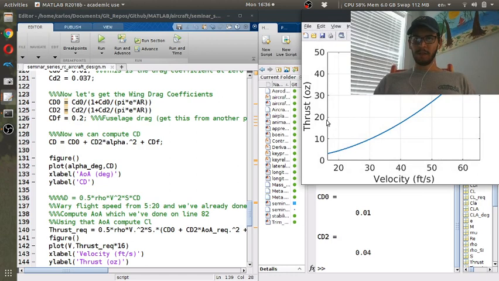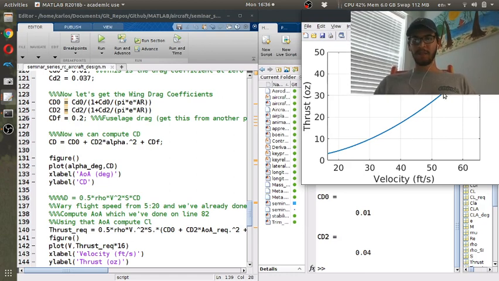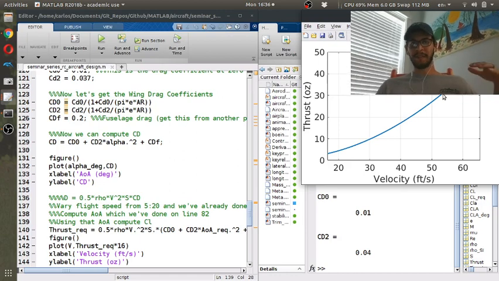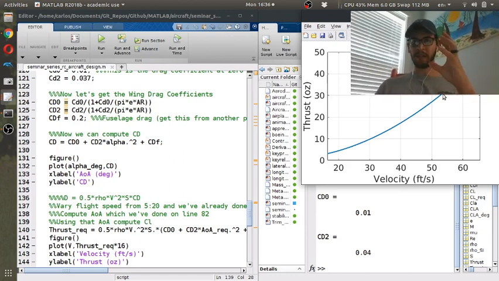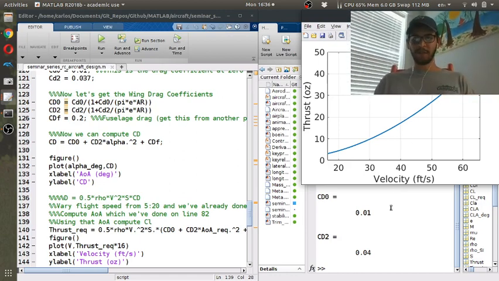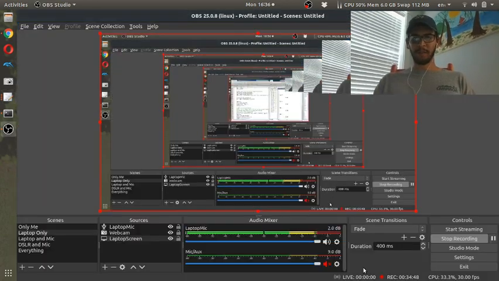Sweet. So according to this, at 33 ounces, by the way, assuming a fuselage drag coefficient of 0.2, which I completely pulled out of nowhere, we're going to fly around 54 feet per second. Now, keep in mind, this does not include the efficiency of the prop. As you fly faster, the prop is not going to create as much thrust, so these are very unrealistic parameters.